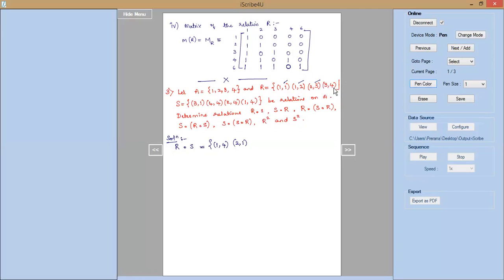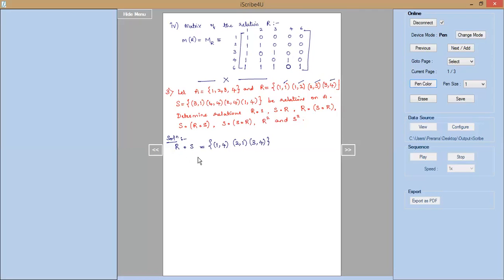(3, 4) is ending with 4, so I have to look for an element starting with 4 in the set S. This is (4, 4), starting with 4. So (3, 4) belongs to R, (4, 4) belongs to S. So (3, 4), that is (A, C), belongs to R composition S. So these are the compositions that exist for R composition S. So (3, 4) work is also over. So this was R composition S for us.